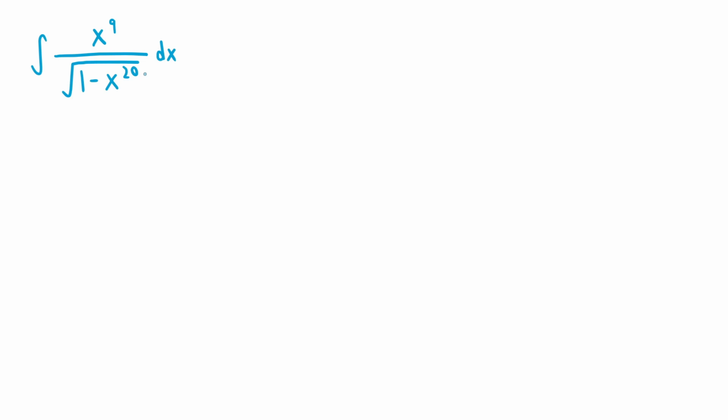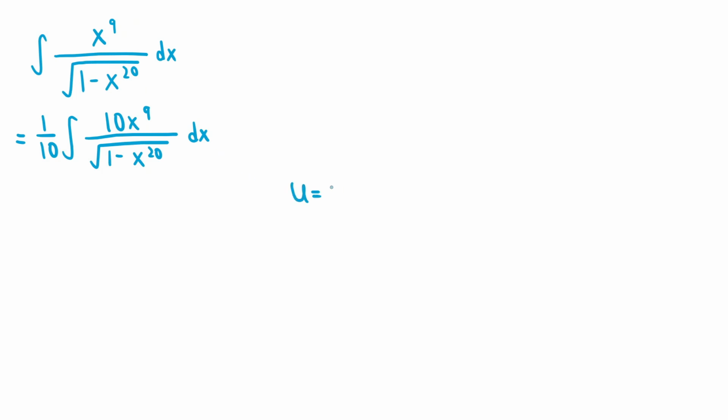However, since we only have an x to the 9th term in the numerator, we should first take out a constant of 1 over 10 outside the integral and rewrite this as 1 over 10 times the integral of 10x to the 9th divided by the square root of 1 minus x to the 20th dx. We are now ready to substitute u equals x to the 10th.